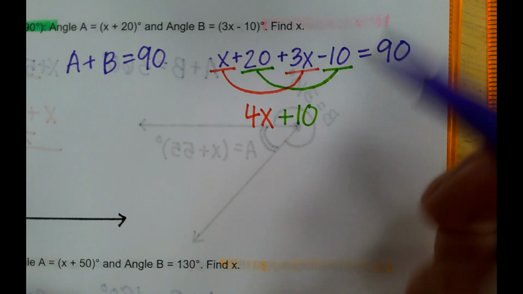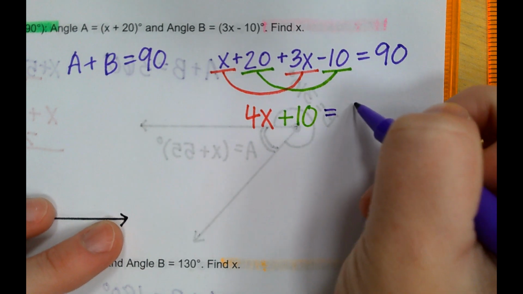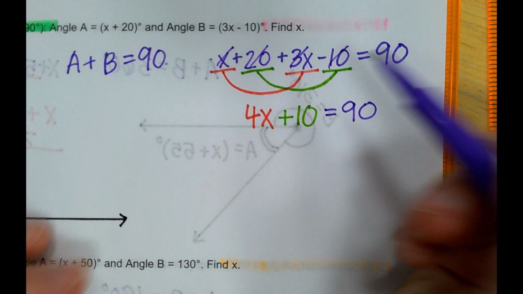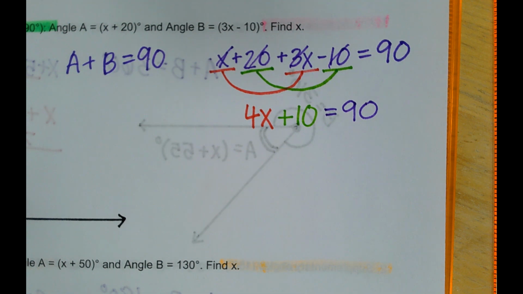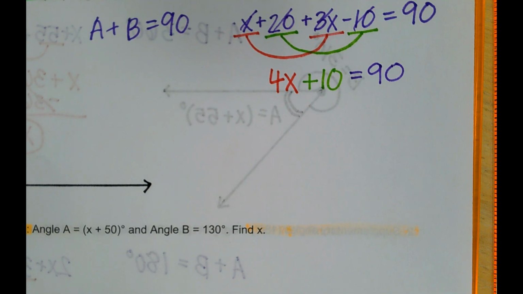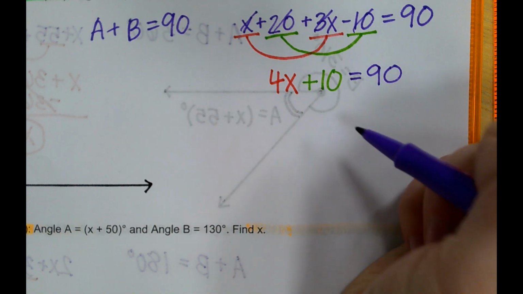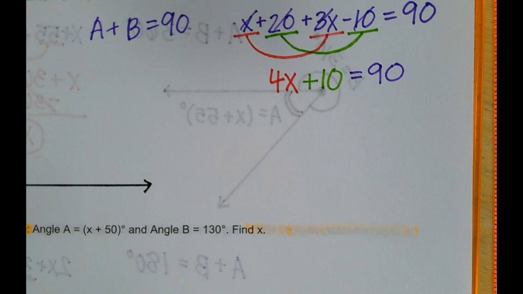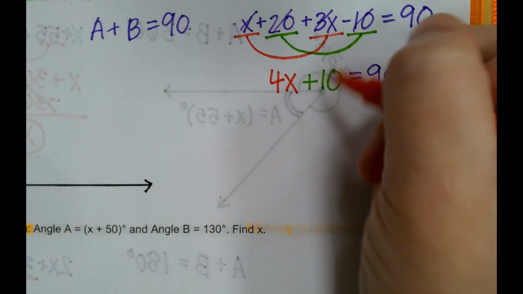And we still have an equals 90. We'll just bring that down. Perfect. We got it. All right, so how are we going to solve for x here? First we subtract the 10. Yes, subtract 10 from both sides.